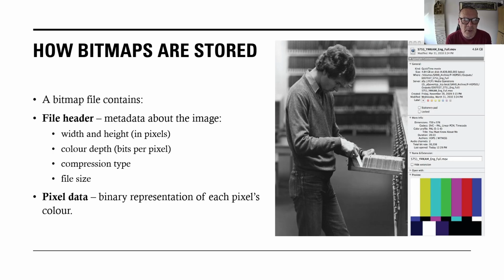So as well as the file header, you actually have the image pixel data, and that's the binary numbers for every single pixel in the image.